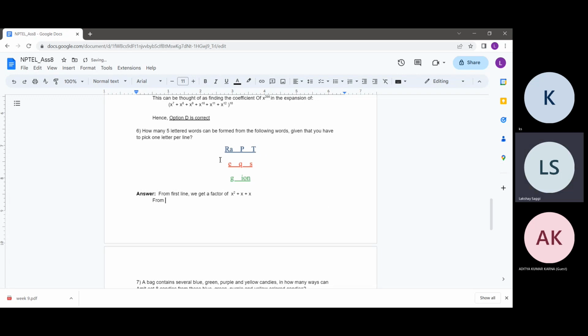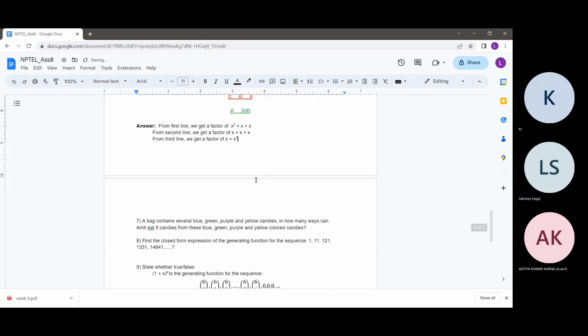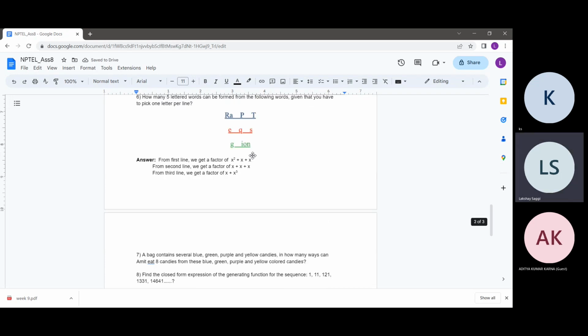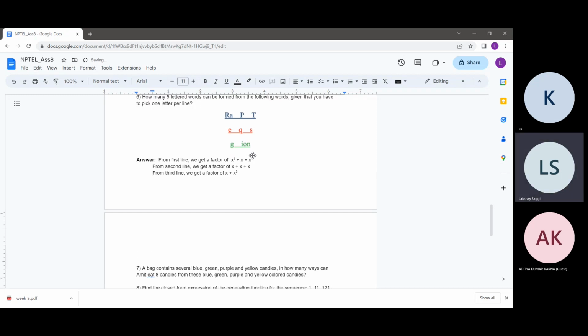From the second line, we get a factor of x plus x plus x, since all of these are single-letter words. Similarly, from the third line, we either need to pick G or we need to pick ION. G will contribute only x to the power 1 since it's a one-letter word, and ION will contribute x to the power 3 since it's a 3-letter word. Maybe I should push this? I guess it's here. So I'm typing on the next page now.